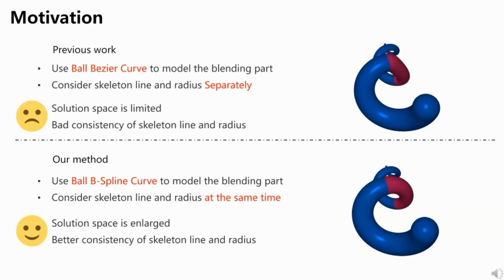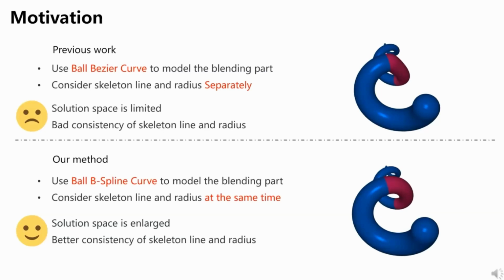Our method is improved from these 2 perspectives. Firstly, we adopted the ball B-spline curve as the modeling method for the blending part instead of the ball Bezier curve, in order to provide a large solution space and obtain the BBIC blending path with a better smoothness. In addition, we optimize both the skeleton line and the radiance by considering the control balls as points in the 4-dimensional space. Such an approach can keep the consistency between the skeleton line and the radiance well.